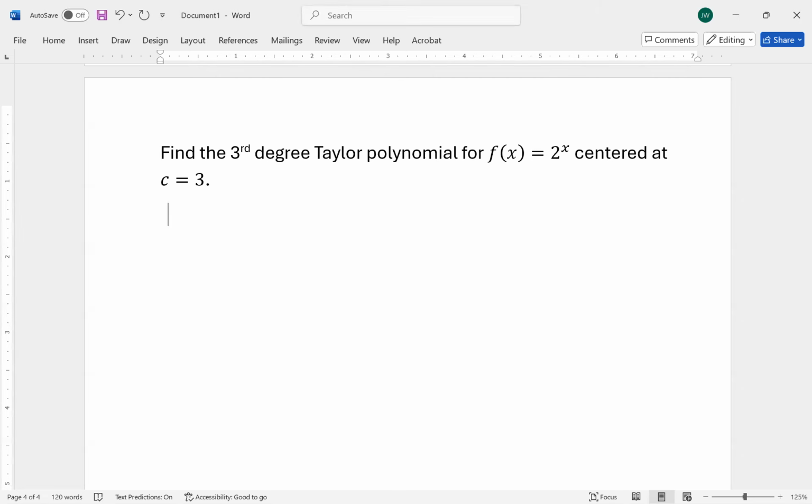Now, first thing I'm going to do is say my function is equal to 2 to the x power. And then I say, well, what's going to happen when I plug in, center it at 3? 2 to the third power is becoming 8.